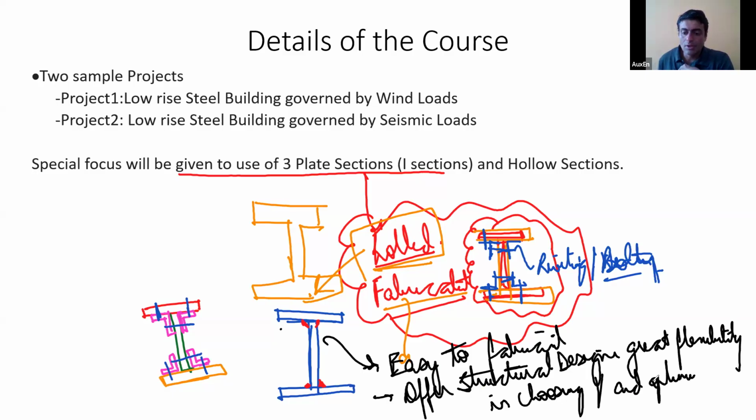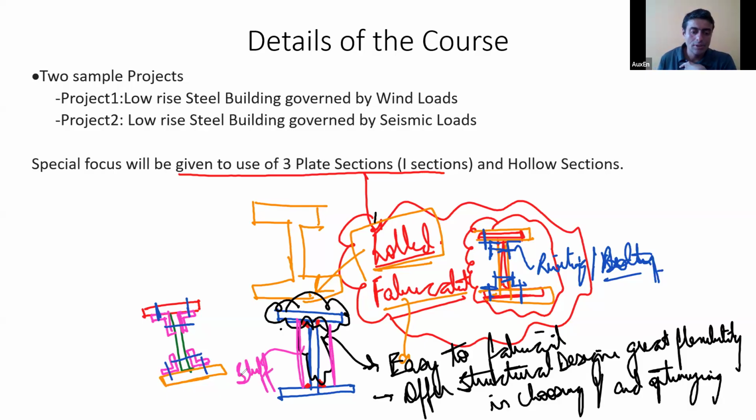So depending on the usage, depending on what you are going to use that particular member for, you can accordingly proportion the flange widths, flange thicknesses. You can accordingly proportion the web thicknesses and the web depths. And then to avoid local failures, we also have the option to add stiffeners. So we can add transverse stiffeners, longitudinal stiffeners if required. In this manner, we are able to optimize our section a lot.